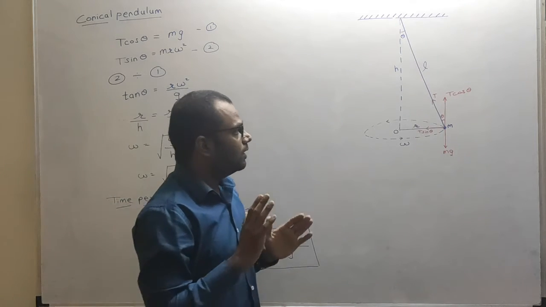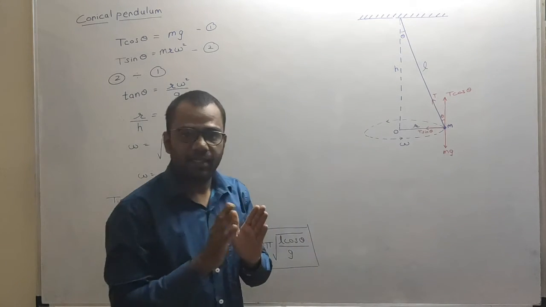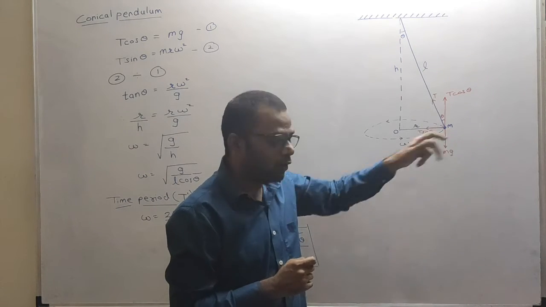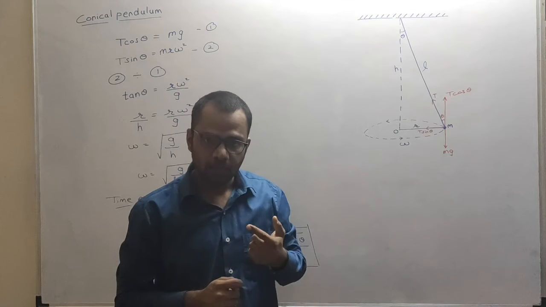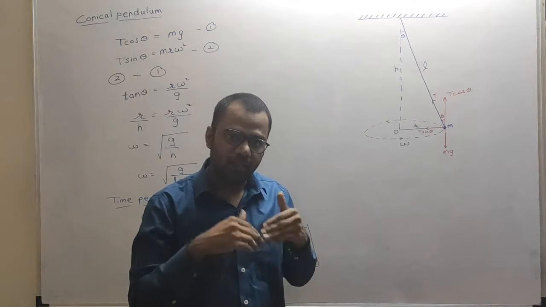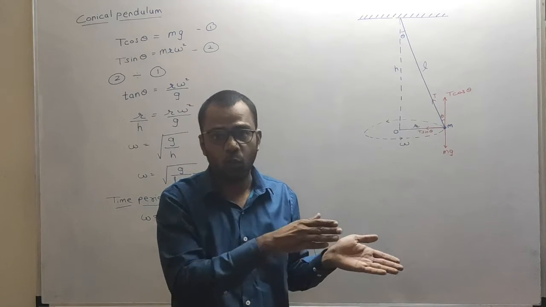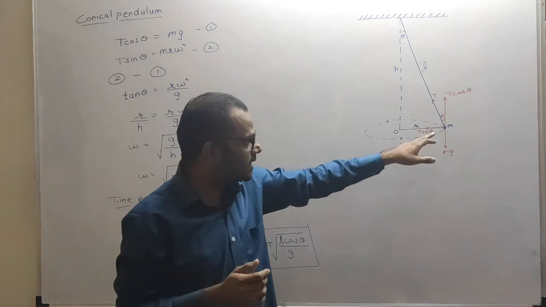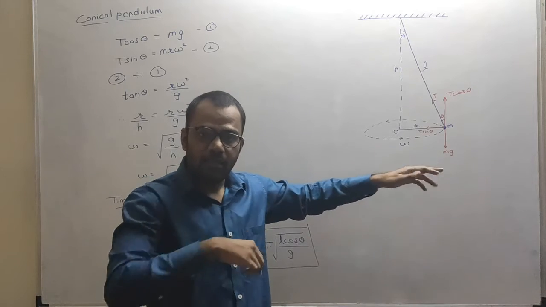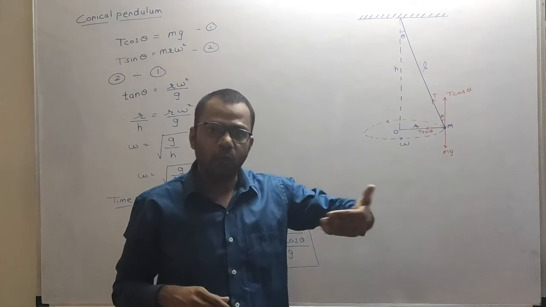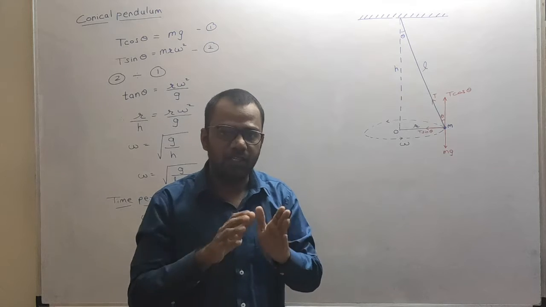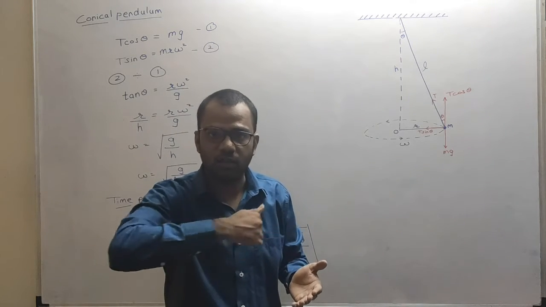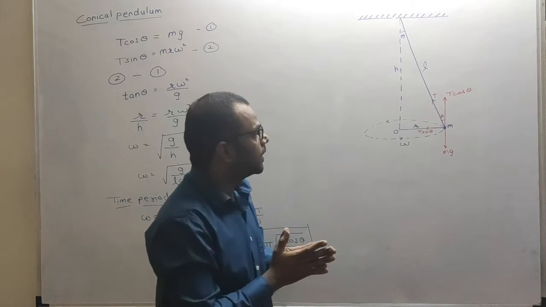Fine. Now let us see the forces acting on the bob. Now we know that for any circular motion, there must be a force acting on that particle performing circular motion towards the center of the circular motion, called the centripetal force. So even over here, as the bob is performing circular motion, there must be some force which is working as the centripetal force, because without that centripetal force, the circular motion is not possible. Okay.